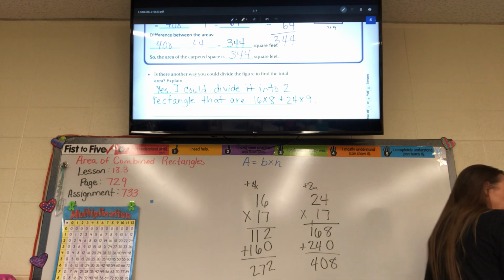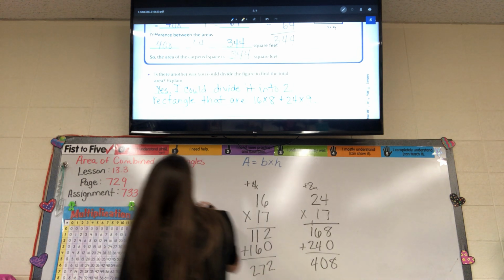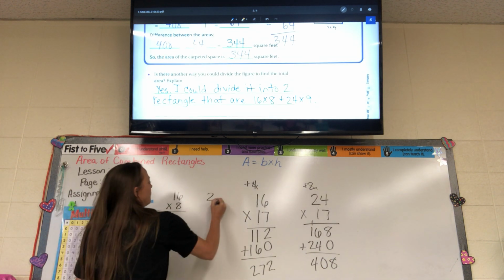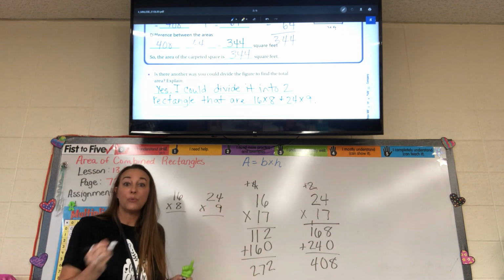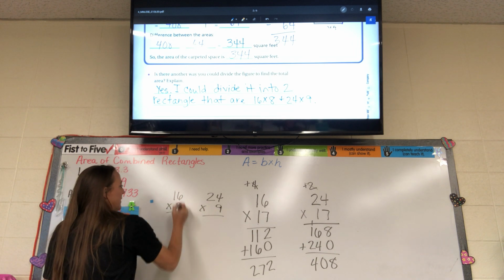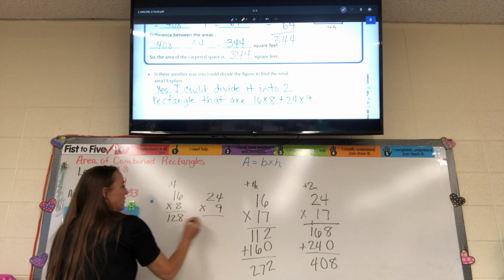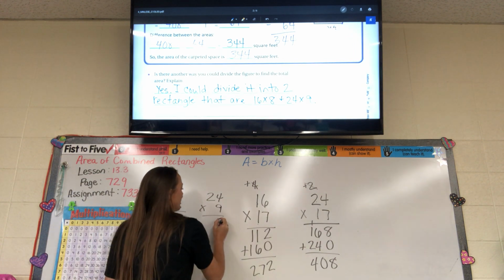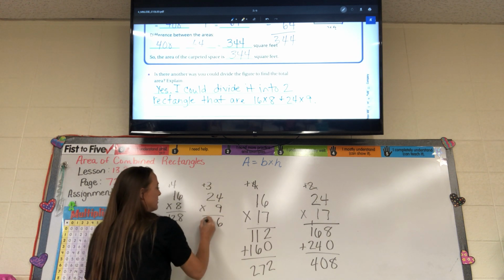Okay. Let me just see super quick if that will work. 16 times 8 and 24 times 9. What should they come out to be? 344. So let's see. 8 times 6 is 48. Put down the 8, carry the 4. 8 times 1 is 8 plus 4 is 12. 9 times 4 is 36. Put down the 6, carry the 3. 9 times 2 is 18. Plus 3 is 21.